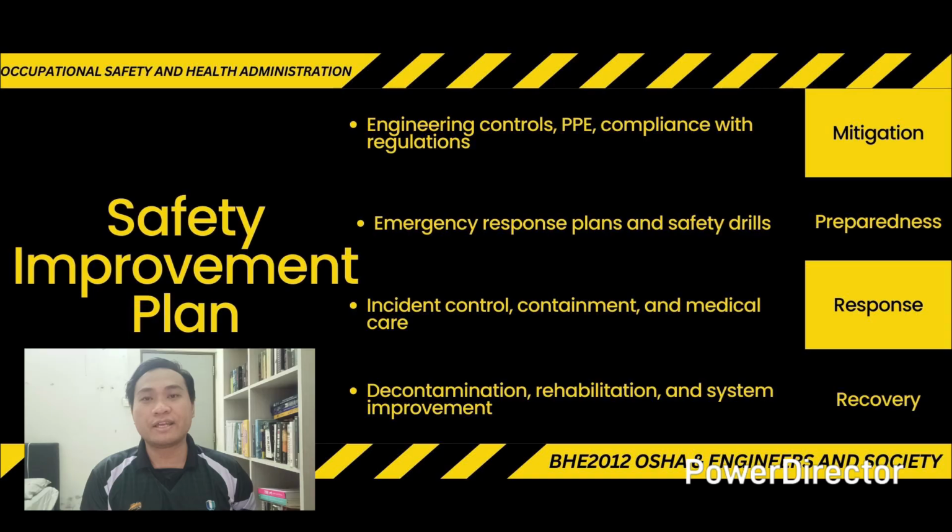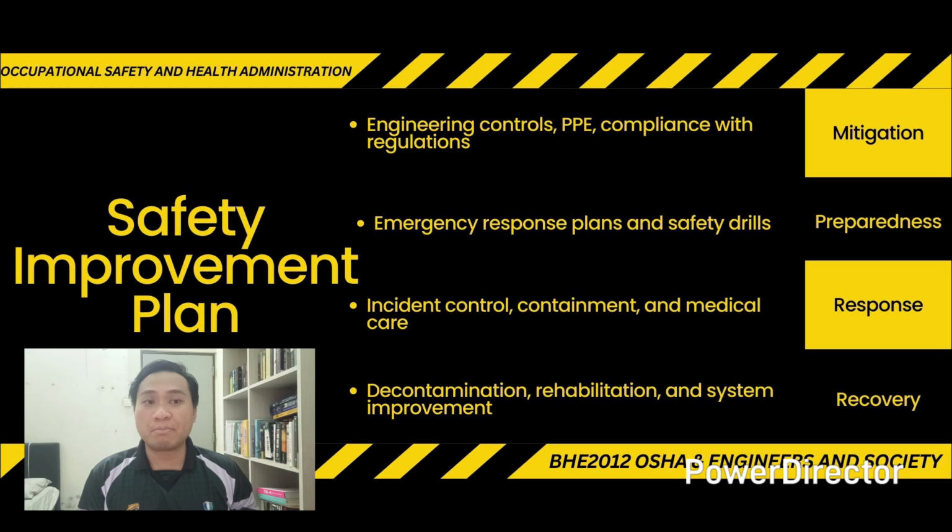Next, we're going to talk about the Safety Improvement Plan. The Safety Improvement Plan consists of four stages. The first one is mitigation, the second is preparedness, the third is response, and the last one is recovery. For mitigation, it's basically just prevention. So we want to stop accidents from happening.